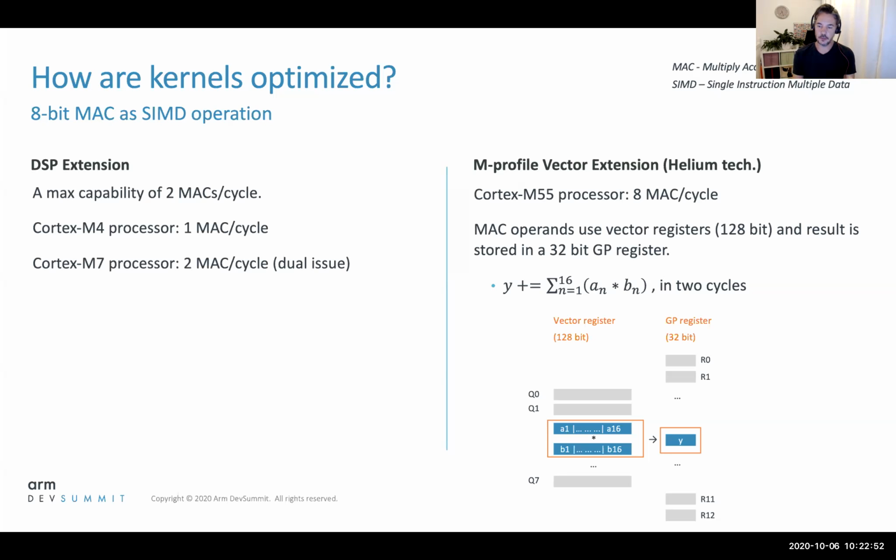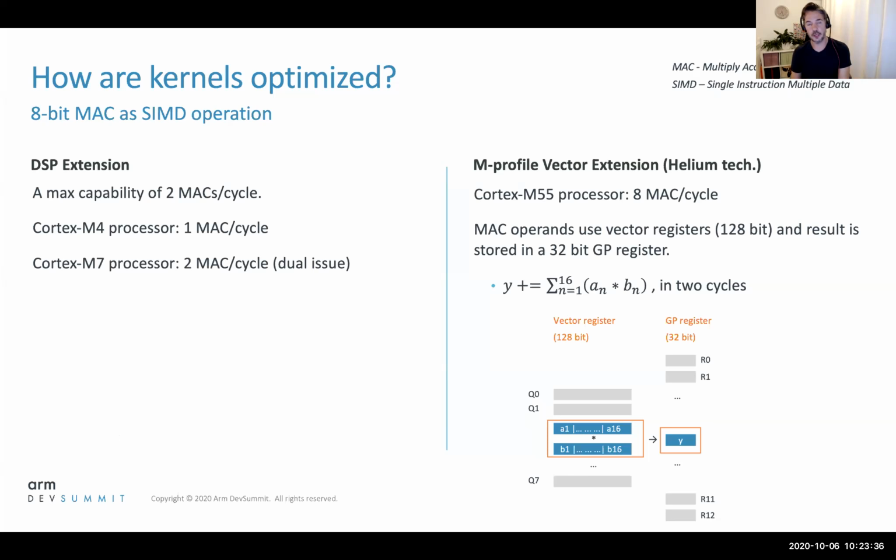And there are 2 categories of SIMD support: DSP extensions, and, like I mentioned before, the M-profile vector extensions, also known as Helium technology. If we start with the DSP extensions, two examples of processors that have the DSP extension are M4 and M7. M4 can do 1 MAC per cycle. M7, due to its dual issue pipeline, can do 2 MACs per cycle.